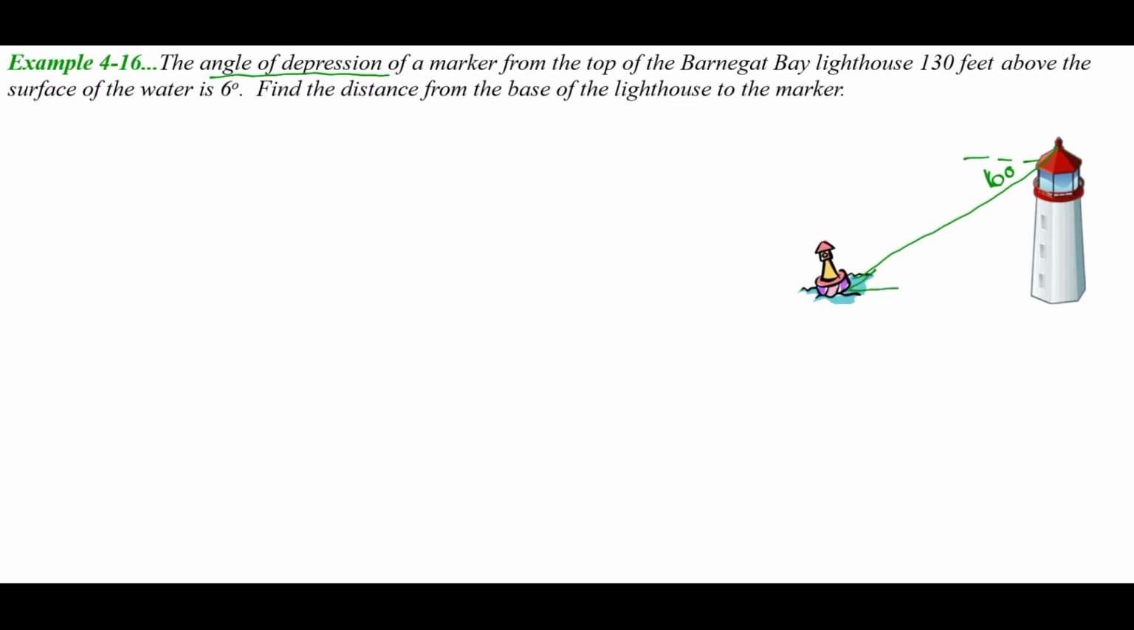But it makes more sense to me to draw the triangle like this, and I know the angle of elevation and the angle of depression are the same, so I'm just going to put that in there. So the 6 degrees is there, and then 130 feet is my vertical. And then they're asking us to find the distance from the base of the lighthouse to the marker. And so that is the horizontal here, that is x.